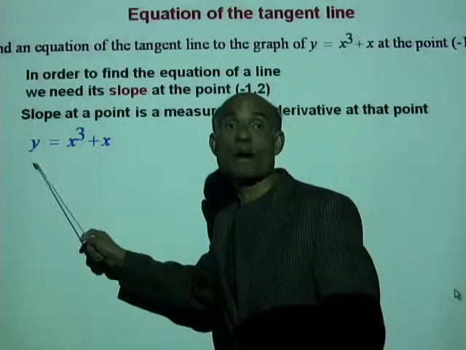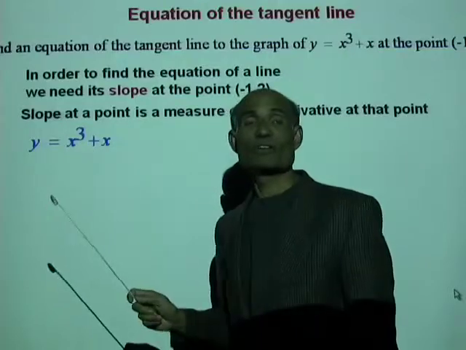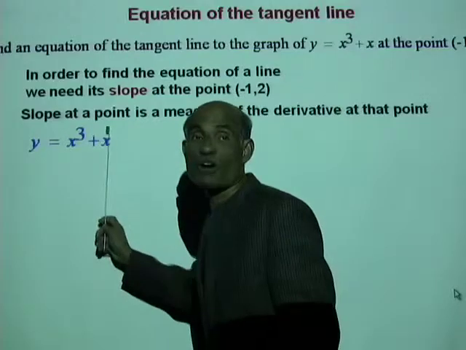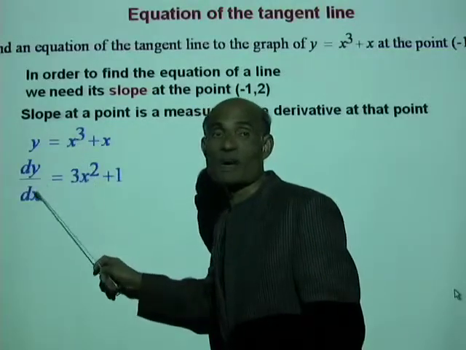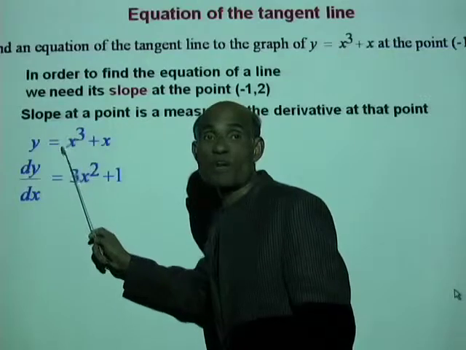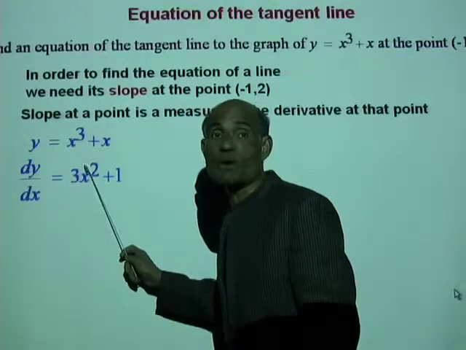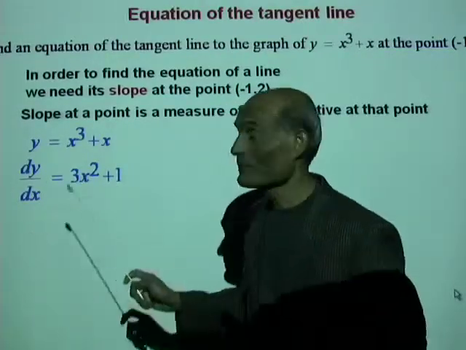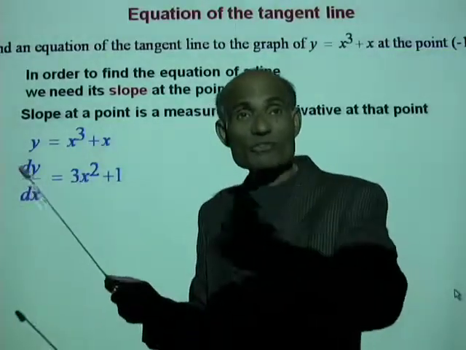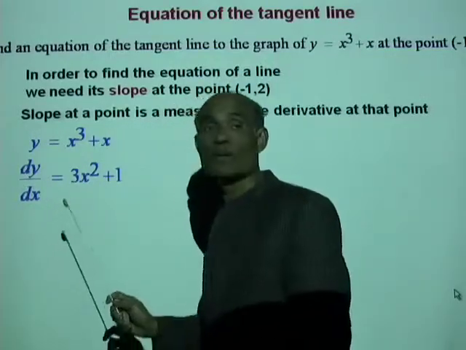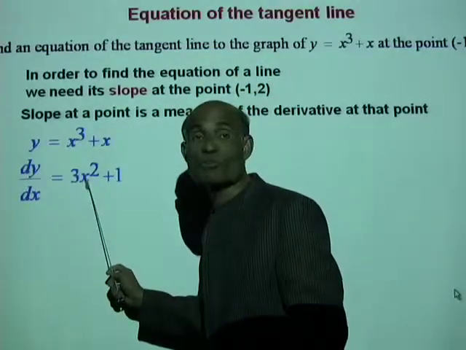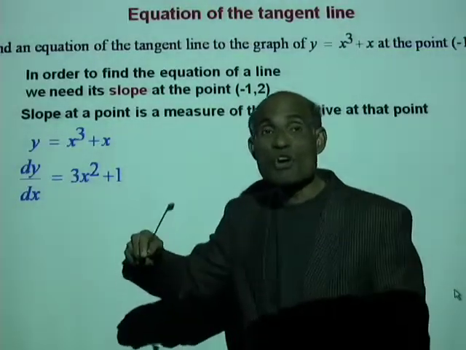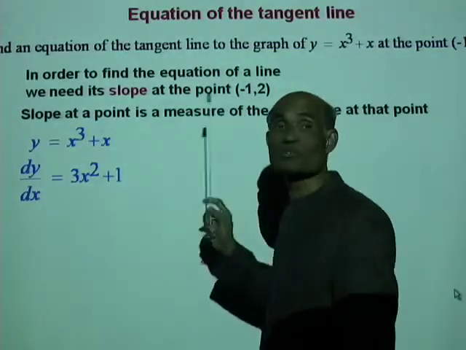Alright, our function is y equal to x cubed plus x. What is dy by dx? What is the rate of change of this with respect to x? dy by dx is the derivative of x cubed, which is 3x squared, plus the derivative of x with respect to x, which is 1. Is that right? The derivative of 1x is 1. So this is the derivative. And we need to find the value of the derivative at x equal to -1, because we want the slope of the tangent line at x equal to -1.